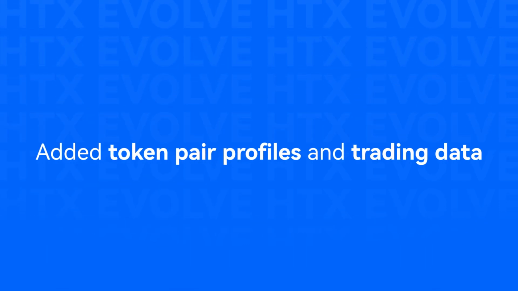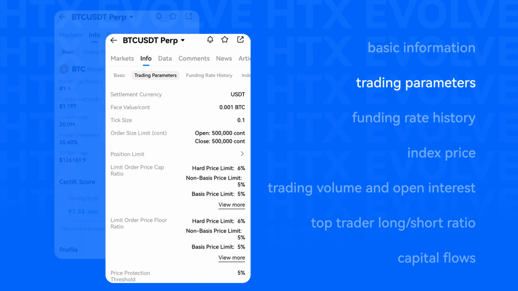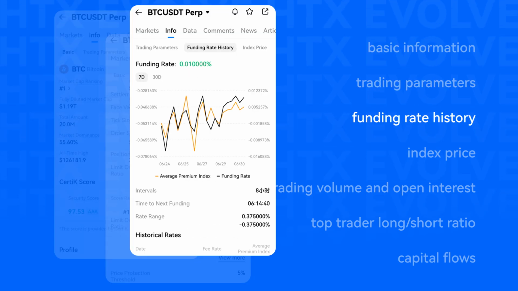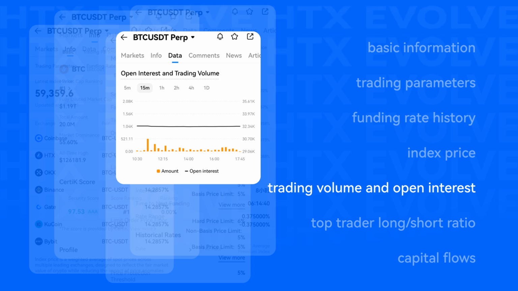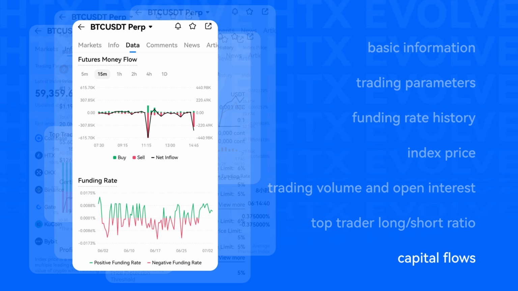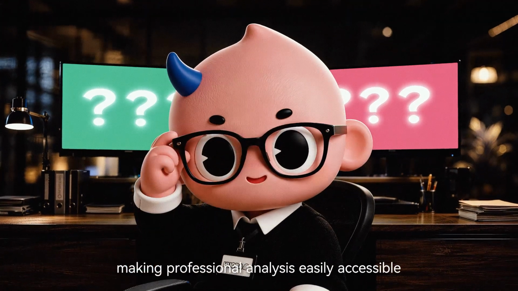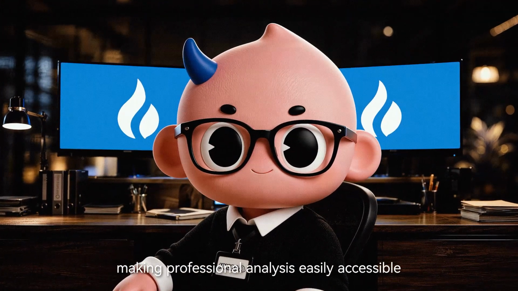Added token pair profiles and trading data. Includes basic information, trading parameters, funding rate history, and index price. Trading volume and open interest, top trader long-short ratio, capital flows, and more, all in one place, so you can trade with confidence. The Market K-Line has been fully upgraded, making professional analysis easily accessible.